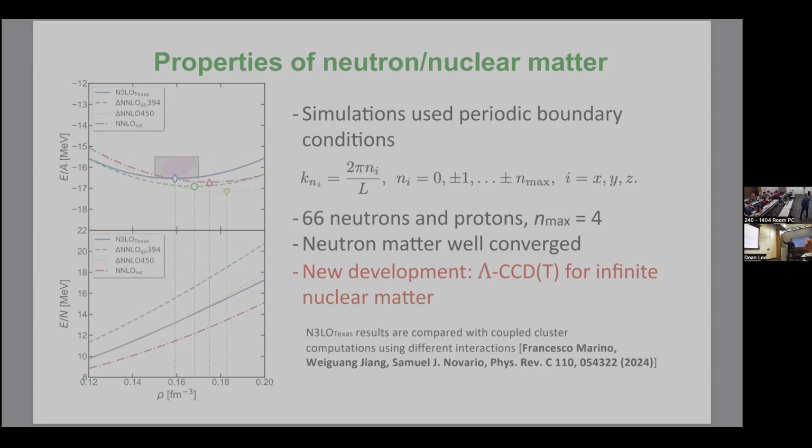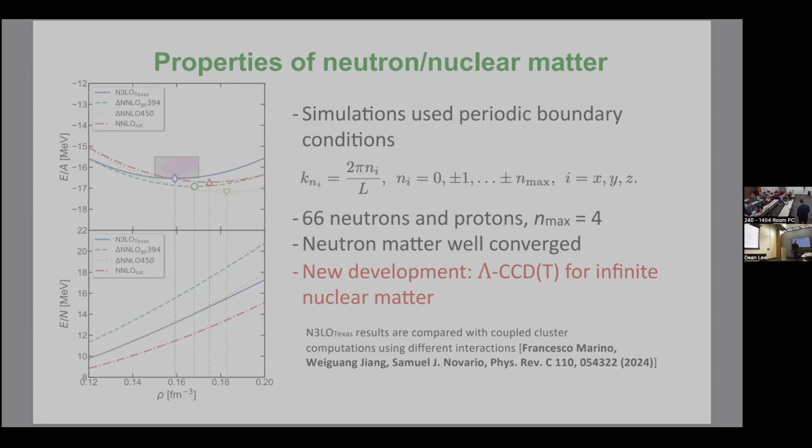We also compare with other interactions. This is taken from a paper by Francesco Marino, Baiguang, and Sam Novario. It was a very nice paper they put out last year, where they used different many-body methods and interactions and did benchmarks, a systematic study of various truncations. Just taking the results from there, from the different interactions here, you see the ΔNNLO-GO interactions and also the NNLO-sat. They saturate at a bit higher density than the interactions that we just optimized.